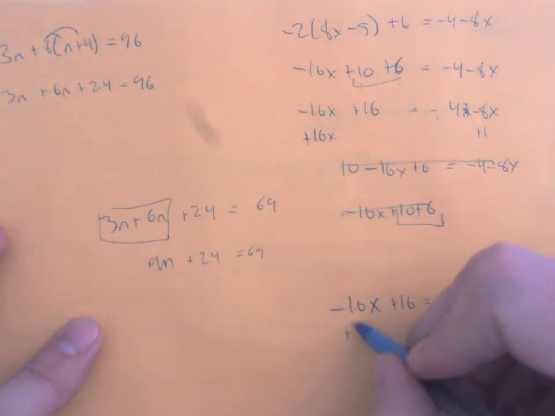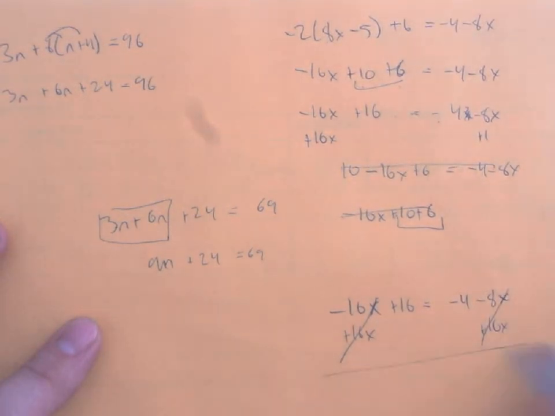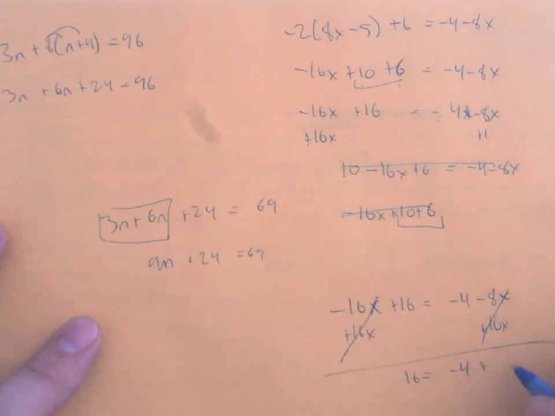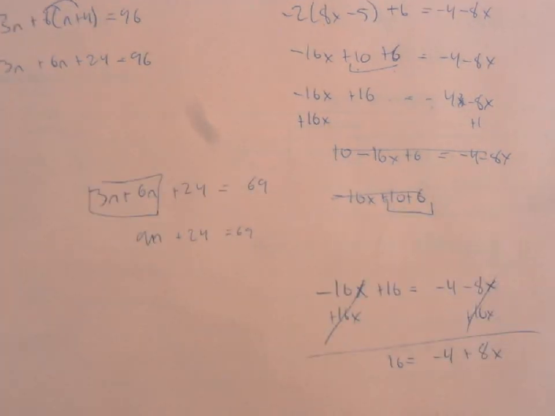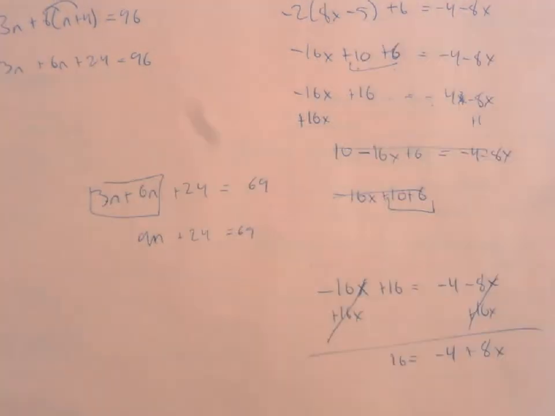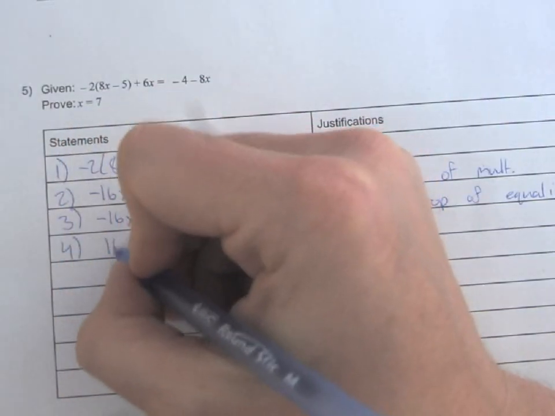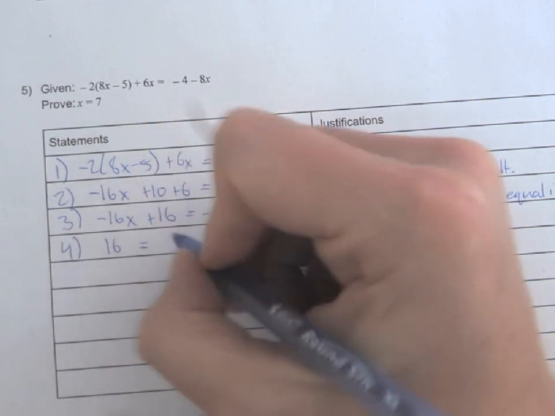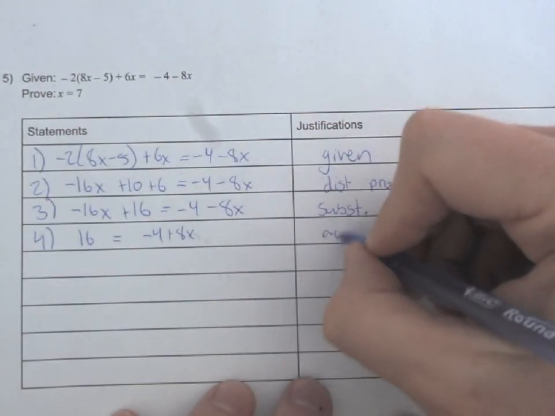All right, so what I'm going to do is add 16x to this side, and add 16x to this side. So I'm going to get 16 equals -4 plus 8x. A positive 16 and a -8 will give me a positive 8 there. Now again, we don't write the crossing out and stuff like that. We're not really showing our work. We're just going to write the next statement. So the next statement then is 16 equals -4 plus 8x. And we just added the same thing to both sides, so that's the addition property of equality.